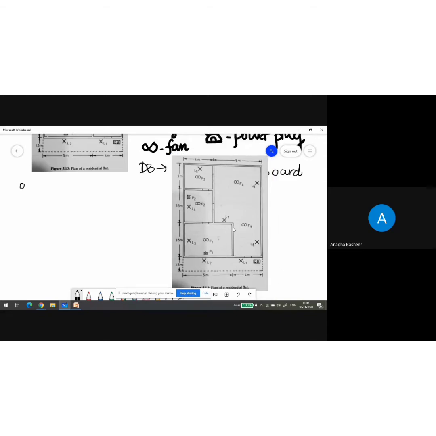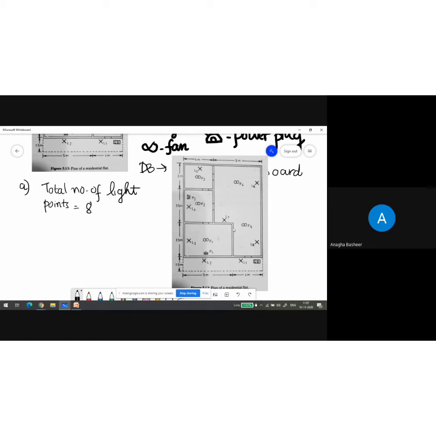So in order to answer part A, total number of light points. How many lights are there? It is marked here L1, L2, L3, L4, L5, L6, L7 and L8. So how many light points are there? 8.